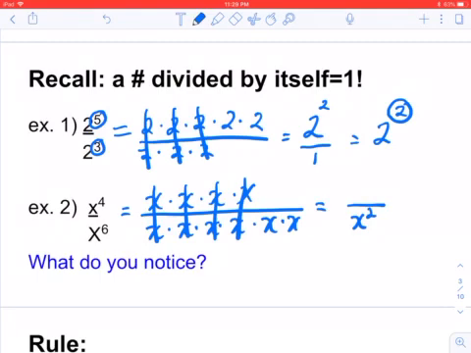And on the top, we can't just leave it blank. This is technically 1 times 1 times 1 times 1, which is going to give us just 1 on the top. So we get 1 over x to the second. Go back and look at the exponents we started with, a 4 and a 6, and look at the exponent we ended up with. How did we go from a 4 and a 6 to a 2? Think about that, pause it if you need to, and then we'll move on to the next slide.